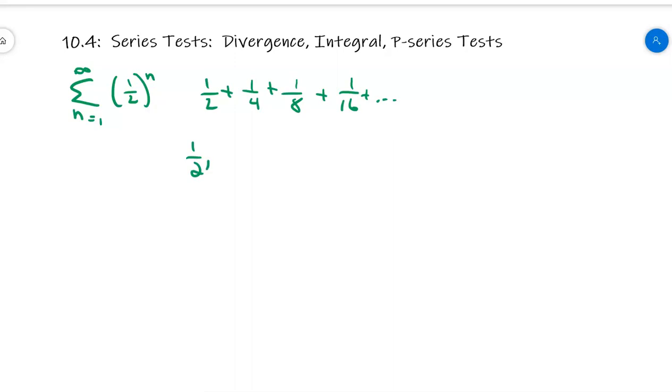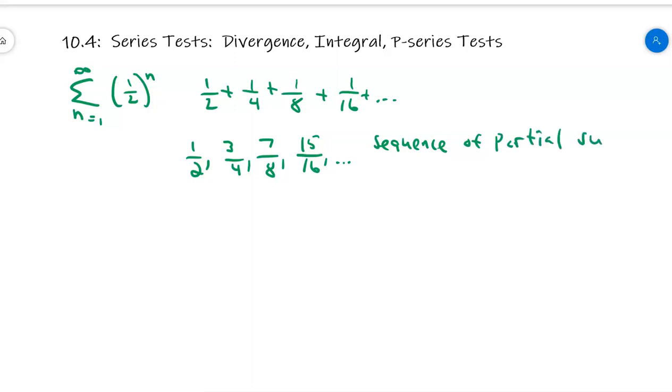The next partial sum was 1/2 plus 1/4, which was 3/4. The next partial sum was 1/2 plus 1/4 plus 1/8, which was 7/8. The next partial sum was 1/2 plus 1/4 plus 1/8 plus 1/16, which was 15/16. And so we looked at what we call the sequence of partial sums, and we look to see whether the nth partial sum approaches a value or not.